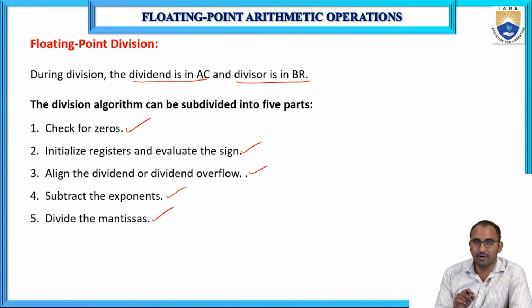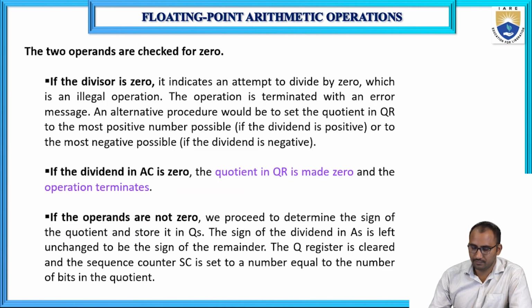The first part is a check for zeros. First we have to check whether the dividend or divisor is 0 or not. After checking, initialize the registers, evaluate the sign of the quotient, and align the dividend for dividend overflow. Then subtract the exponents, because in division we subtract the exponents, whereas in multiplication we add the exponents. And finally we divide the mantissas.